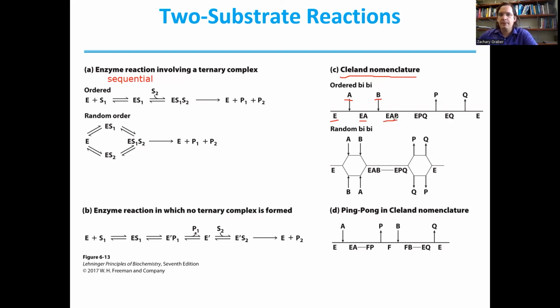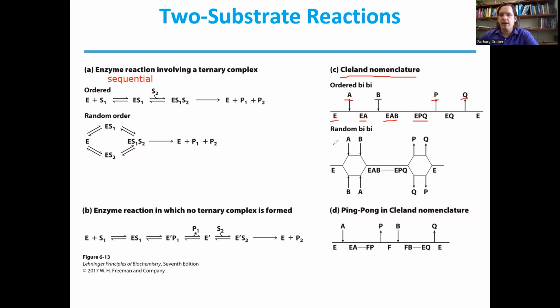We get our EAB complex. This then reacts to create our product, P, and then our second substrate becomes the second product, Q. Q, of course, used because it's directly after P in the alphabet. And then we show our two steps of our product being released. So this would be an ordered Bi Bi mechanism, meaning that we have a specific order for the two substrates coming in, two referring to the Bi prefix there, and then a specific order for our two products leaving.